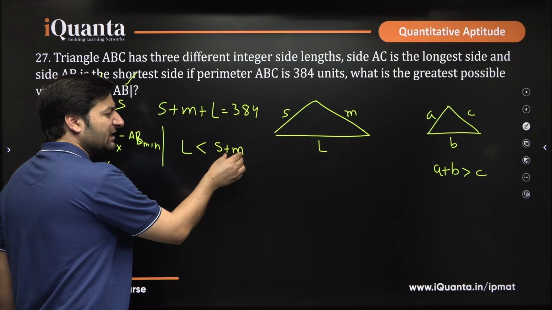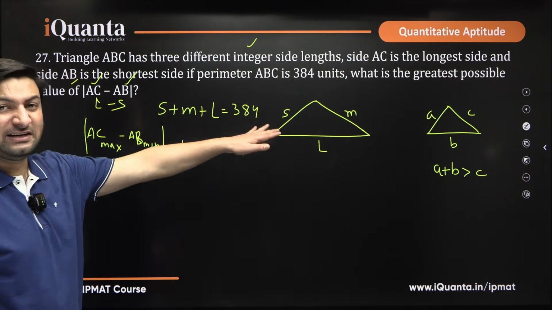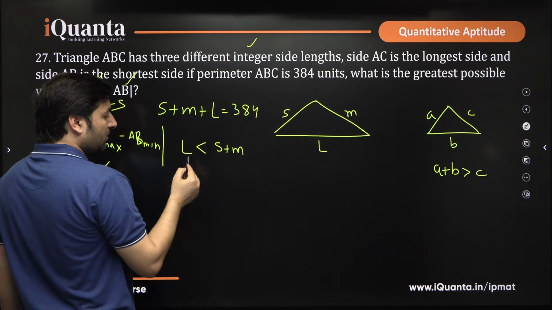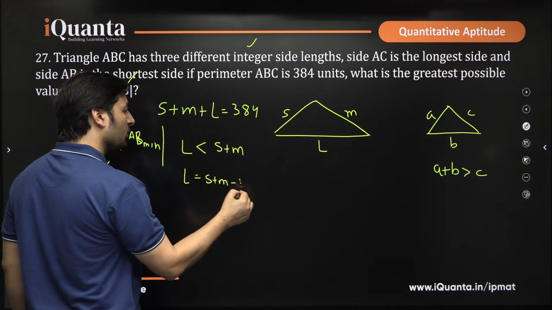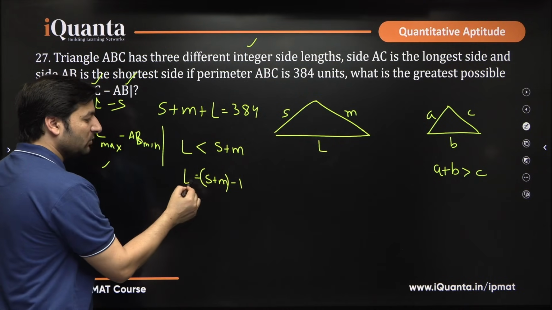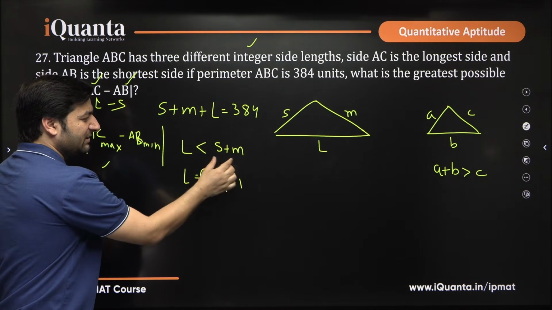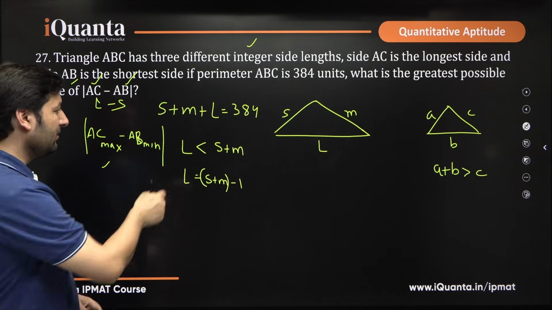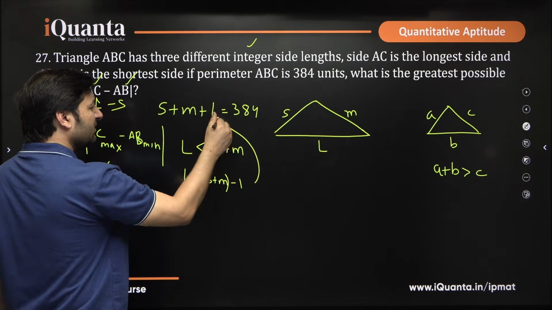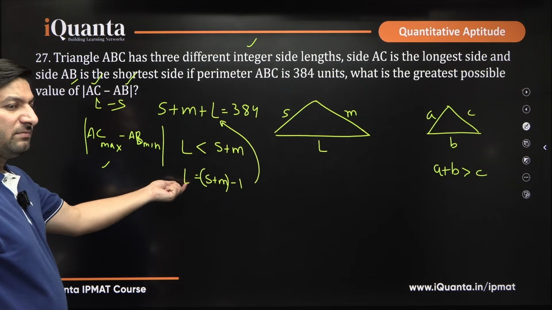So, what is the next value after S plus M? Because see, these sides are integer lengths. So, shouldn't this L be equal to S plus M minus 1 if you want to give the maximum value possible to L? L should be just smaller than S plus M. So, that is the reason L should be S plus M minus 1. Great. So, can I put this over here? Because this is what we have to do to give the maximum value to L.